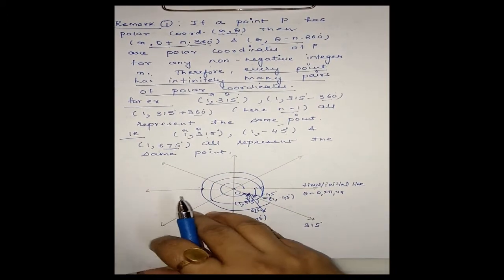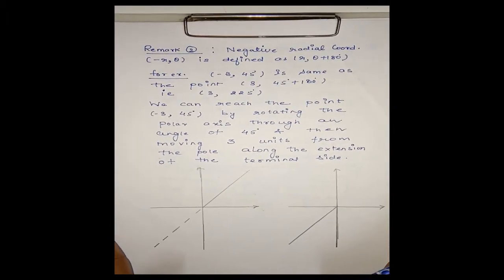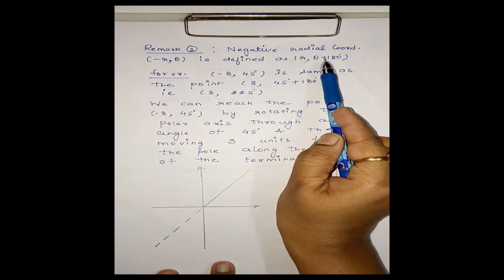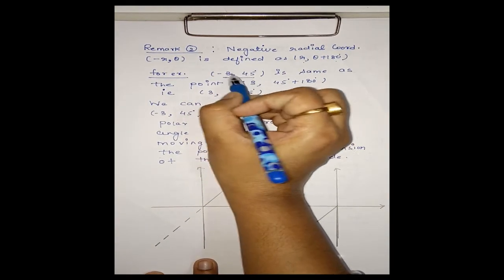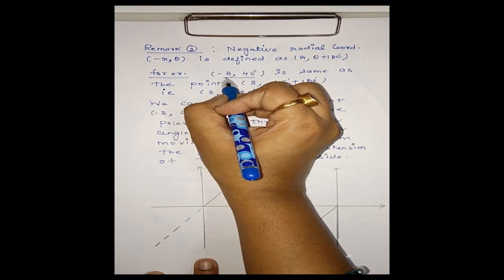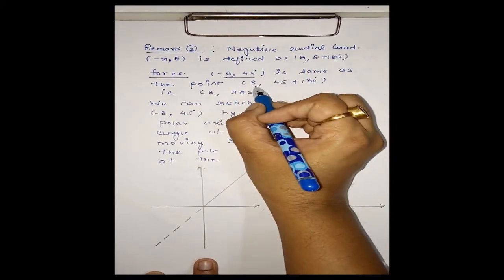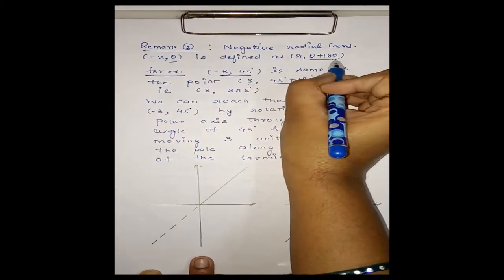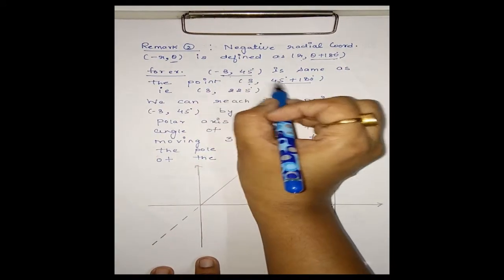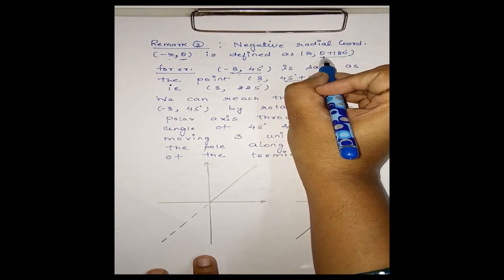Okay. Next remark says that a negative radial coordinate (minus r, theta) is defined as (r, theta plus 180 degrees). For example, (minus 3, 45 degrees). Here r has a negative sign. Okay, negative radial coordinate. This is the same as (3, 45 plus 180 degrees), adding 180 degrees to the angle. Then these two points are the same. (Minus r, theta) is the same as (r, theta plus 180 degrees).